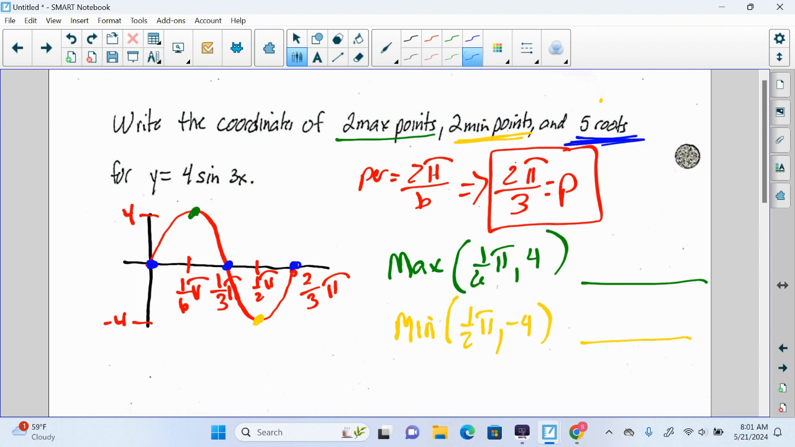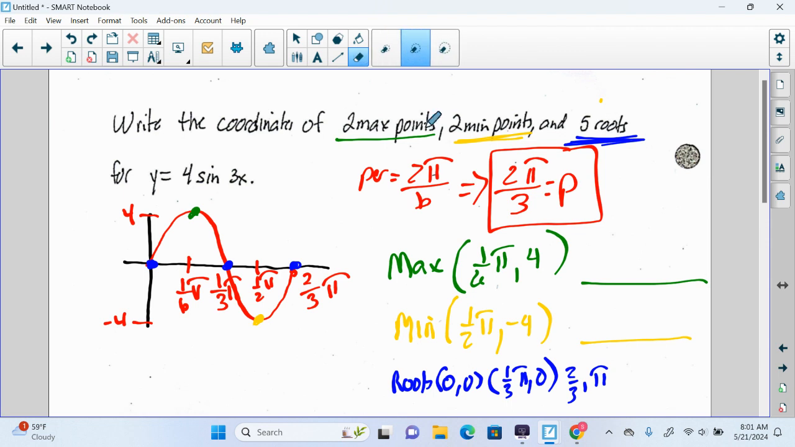Our 5 roots, we see 3 of them. So 0, 0, 1/3 pi, comma 0, 2/3 pi, comma 0. Oops, time out, messed that up.